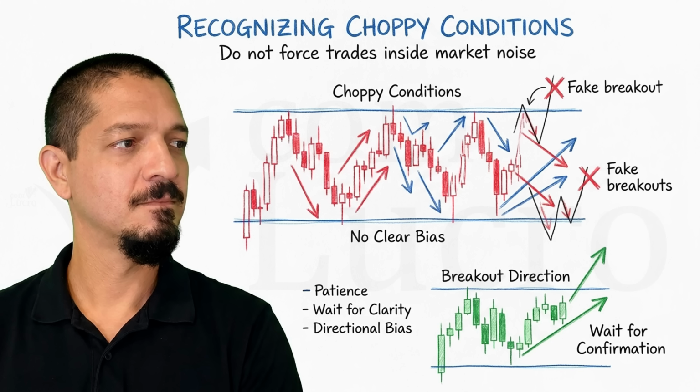Now, let's begin with the first core principle, which is learning how to recognize and deal with choppy market conditions. A choppy market refers to a market environment with no clear direction, where price constantly swings up and down in an aggressive and disorganized manner. Trading during these conditions can become frustrating and complicated because the market shifts direction unexpectedly and produces many misleading signals.